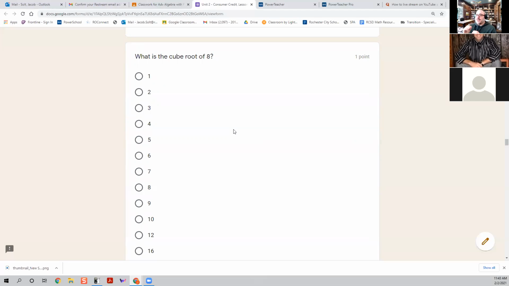So you might be tempted to say, well, 4 is half of 8, so maybe it's the square root. Not quite. So the cube root is what number times itself 3 times? Cube root is the third power. What number times itself 3 times gives me 8? Well, 8 times 8 times 8 would be 8 cubed.